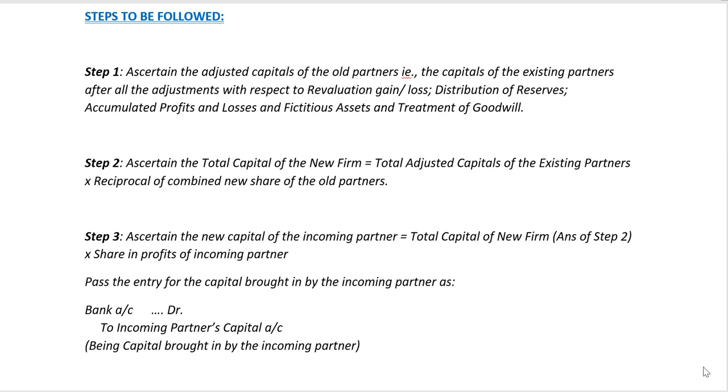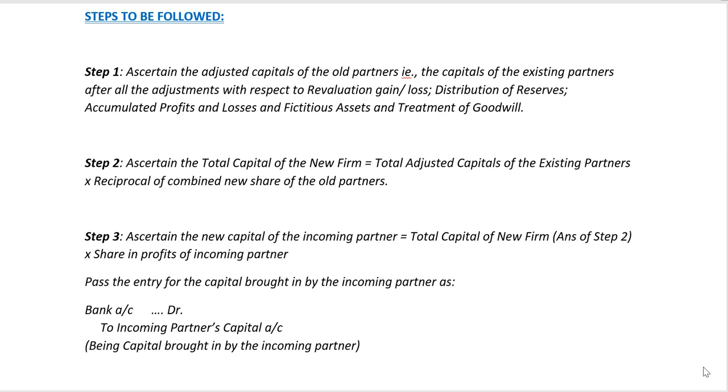For this, we will have to apply the formula: total adjusted capitals of the existing partners multiplied by the reciprocal of the combined new share of the old partners. So we need to add up all the adjusted capitals of the existing partners and multiply it with the reciprocal of the combined new share of the old partners. To give you an example, let's say an incoming partner is coming in for 1/5 share. The combined new share of the old partners will be 4/5, and consequently the reciprocal would be 5 divided by 4. So in this case, we will add up the adjusted capitals of all the existing partners and multiply by 5 divided by 4.